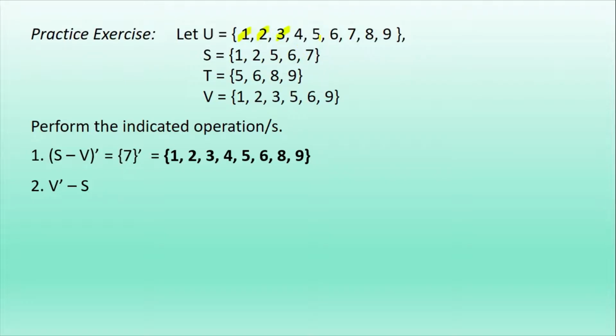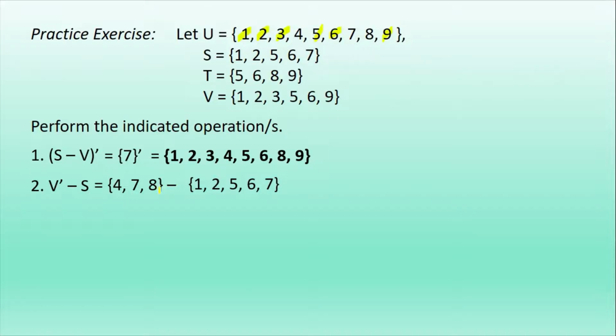So remain 5. Erase. 6. Erase. And then 9. So what remains in the universal set? 4, 7, and 8. So that will be the complement of our V. Okay, 4, 7, 8 minus. We just write the elements of S, 1, 2, and so on. Okay, and then proceed to difference.